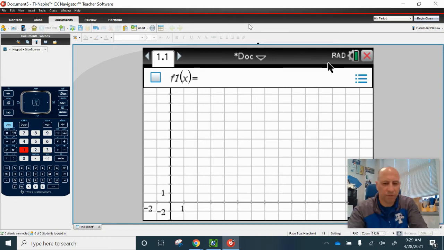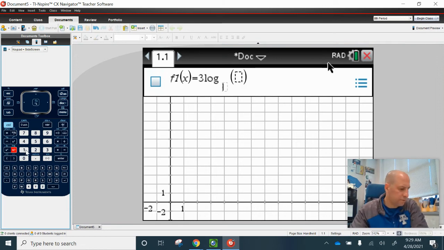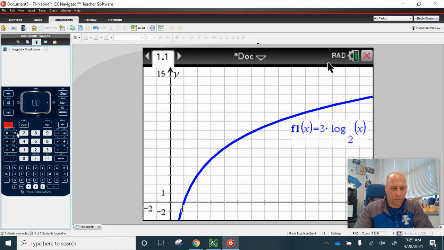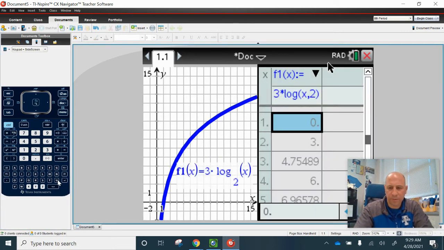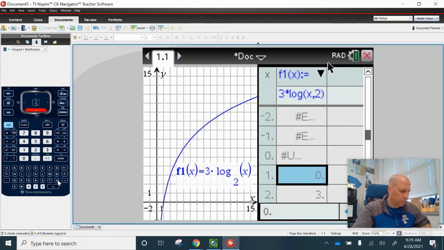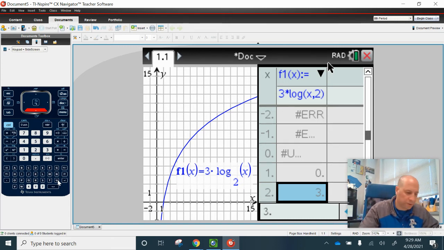Now let's graph 3 times control log base 2 of x. Press enter. Press control T. Now we can see here that it's undefined starting at 0. So our first point will be 1, 0. Okay, our next point will be 2, 3.